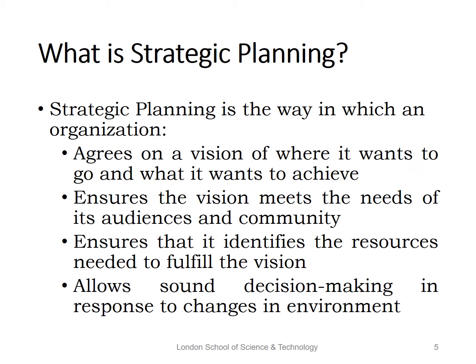So what is strategic planning? Strategic planning is the way in which an organization agrees on a vision, of where it wants to go and what it wants to achieve. Okay, it ensures that the vision meets the needs of audiences and the community, ensures that it identifies the resources needed to fulfill that vision, and allows sound decision making in response to changes in the environment.